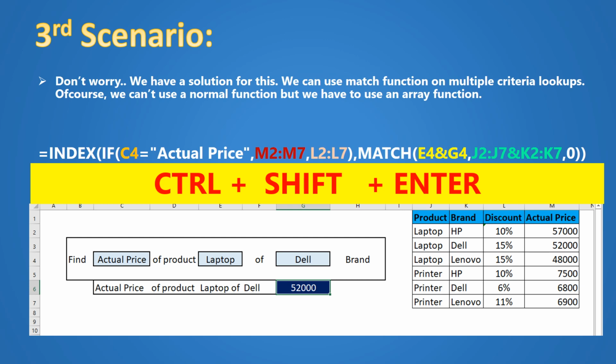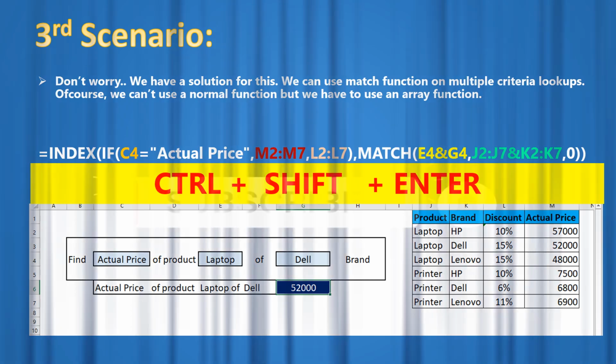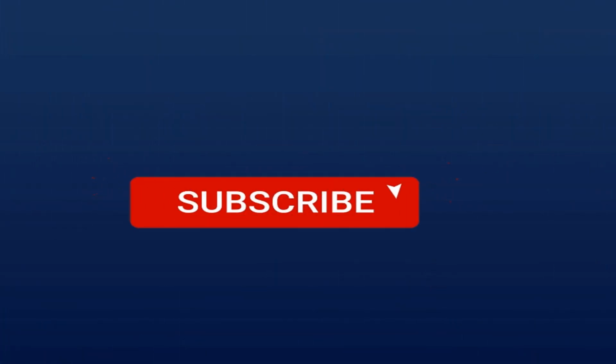After you close the brackets, you have to press Ctrl, Shift and Enter because this is required for an array function. E4 looks up the value for product, G4 is the lookup value for brand, J2 to J7 is the array for the product, and K2 to K7 is the array for the brand.